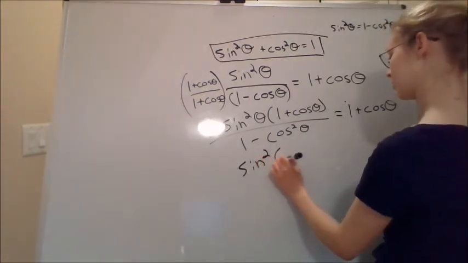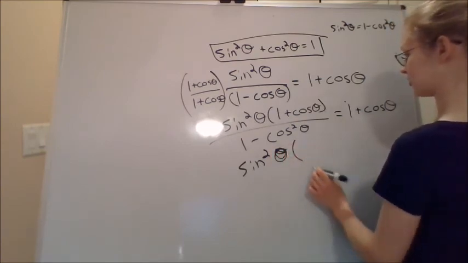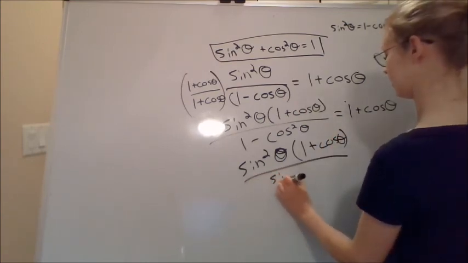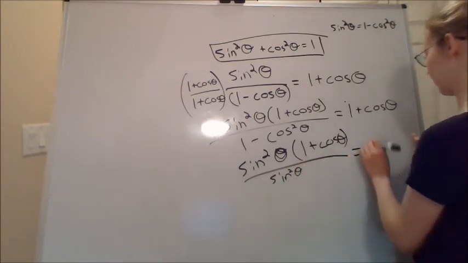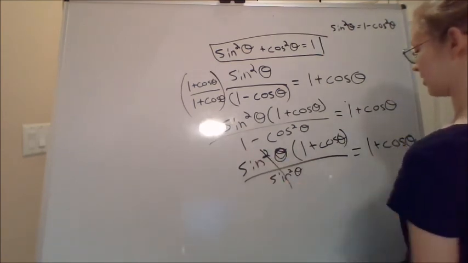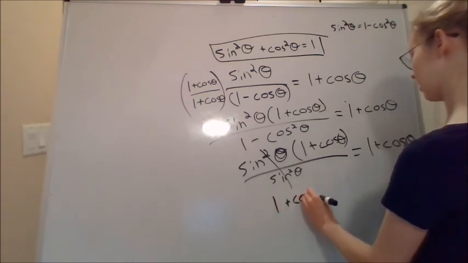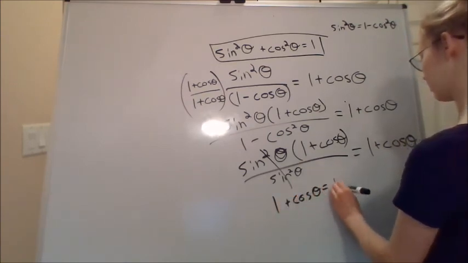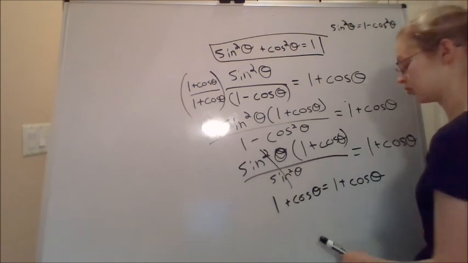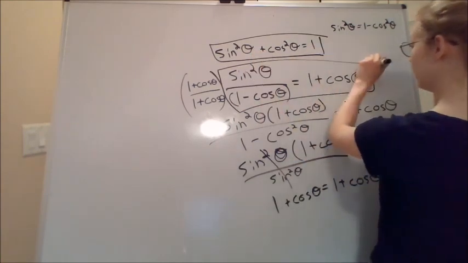So we have sine squared of theta times the quantity 1 plus cosine of theta divided by sine squared of theta. We can kind of see how we're solving this problem here, because these two are going to cancel out, and we're going to be left with 1 plus cosine of theta is equal to 1 plus cosine of theta. So we have just confirmed through trig identities that this equation right here is true.